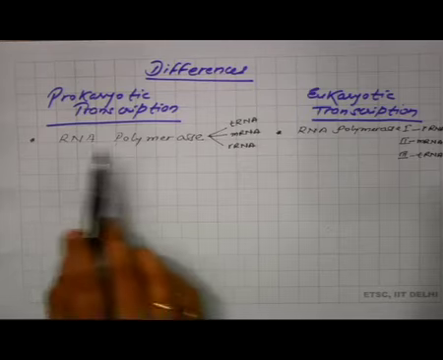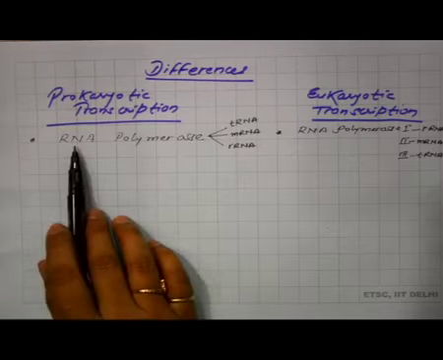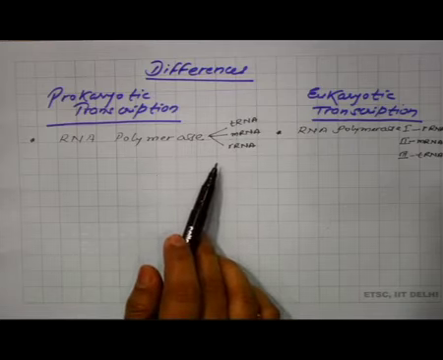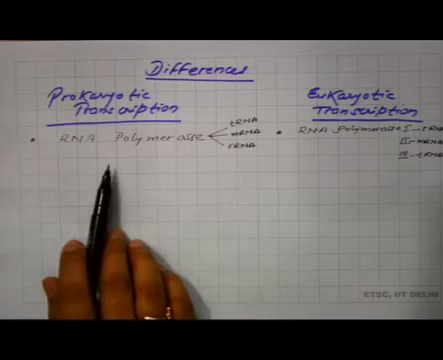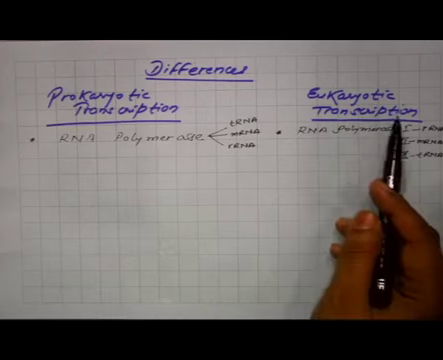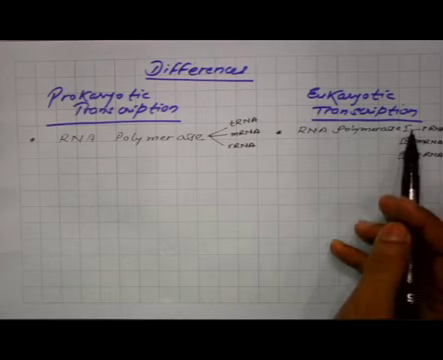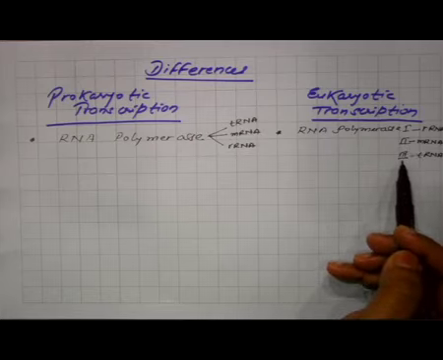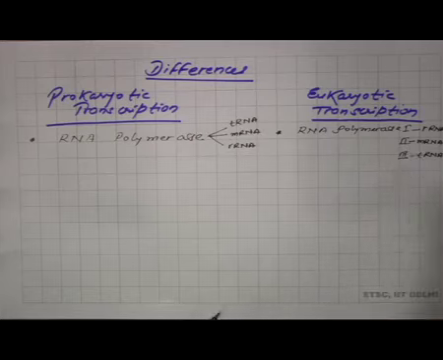The enzyme RNA polymerase: there is a single RNA polymerase which can transcribe all the three types of RNA in case of prokaryotes, while in case of eukaryotes there are three different RNA polymerases: RNA polymerase 1, RNA polymerase 2 and RNA polymerase 3, which will transcribe the three different RNAs.